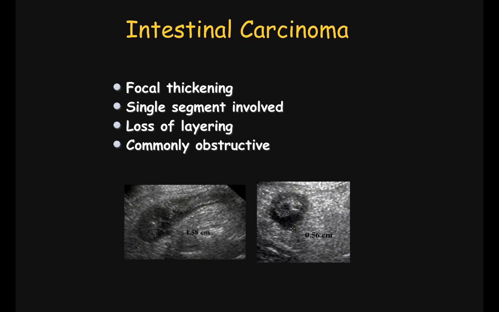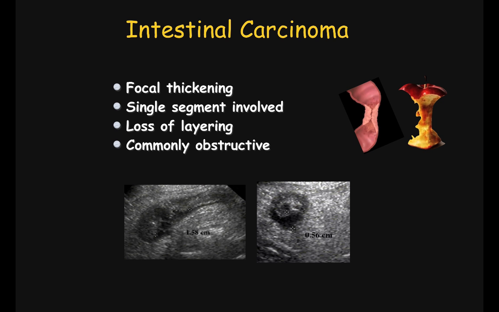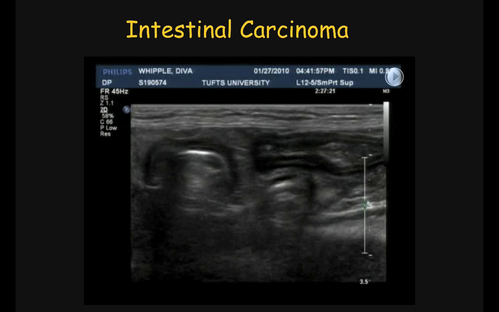Unlike lymphoma, intestinal carcinoma usually appears as a single focal thickening of a bowel segment with complete loss of layering. This lesion usually produces a very significant narrowing of the lumen at that location, and for that reason radiographically has been called apple core lesions. Then we are going to see a case of intestinal carcinoma.